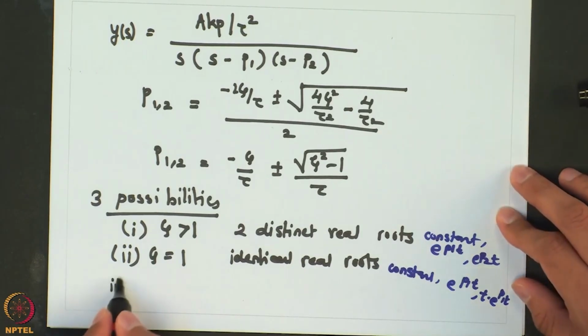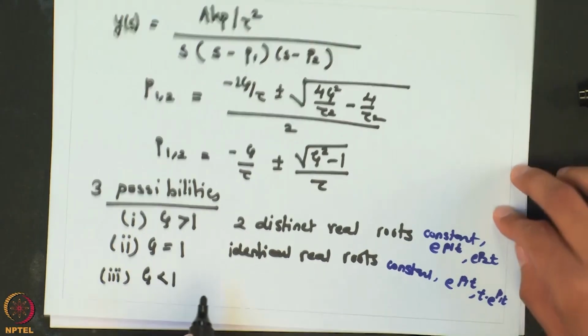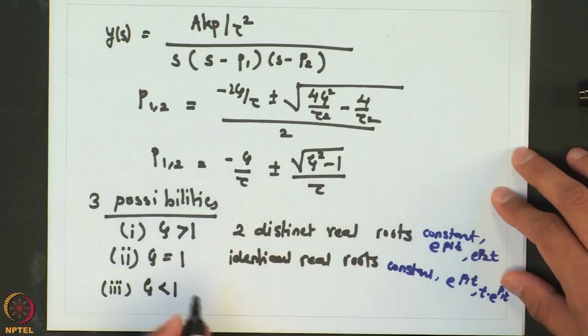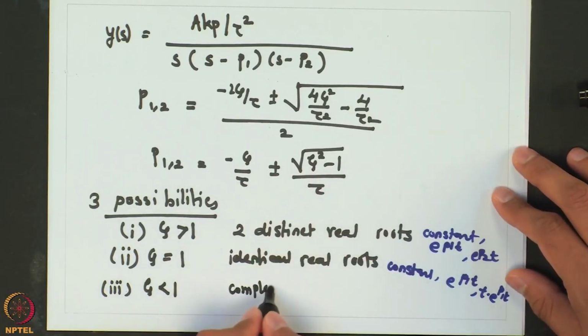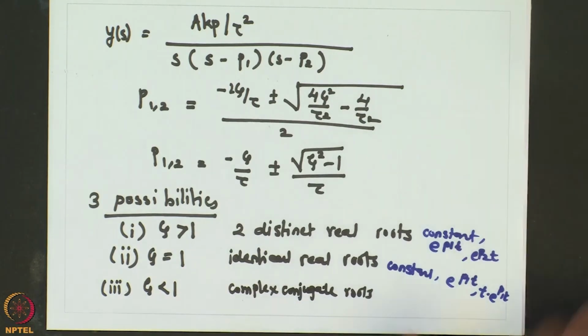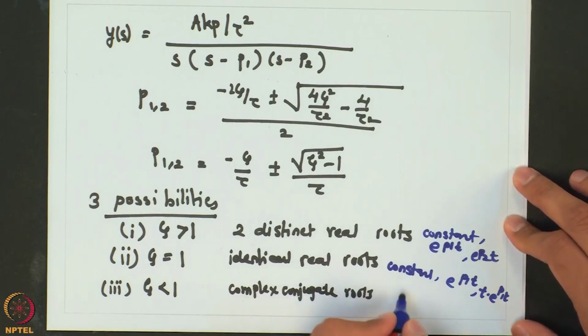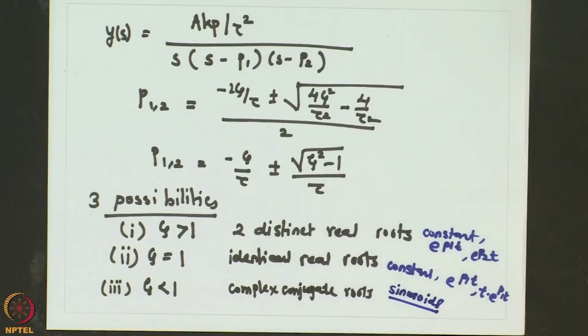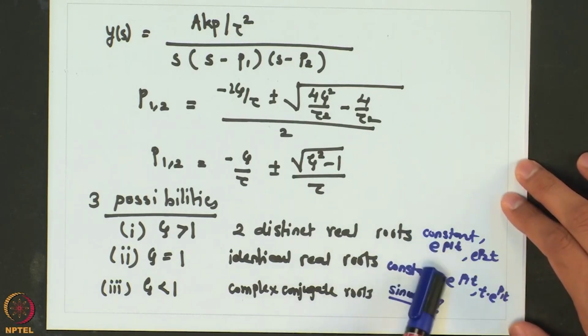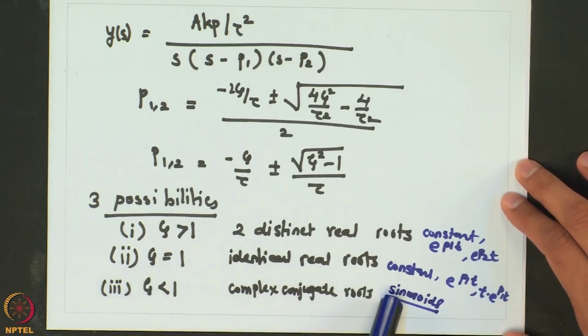And then the last case is if zeta is less than 1. In that case this will be the square root of a negative term, so we will have complex conjugate roots. This is going to give rise to sinusoids. So depending on the value of zeta, we may have simple constant and exponentials, we may have constant, exponential and time multiplied by exponential, or we can even have sinusoids.